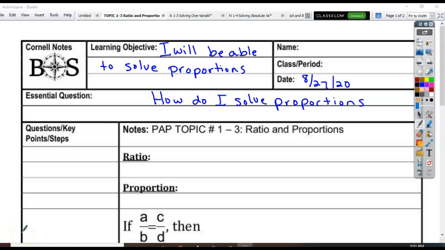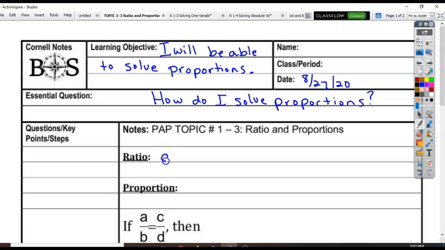Today, your learning objective is I will be able to solve proportions. Okay, essential question, how do you solve proportions? Okay, first thing, we need to know what a ratio is. This is some of your vocabulary.